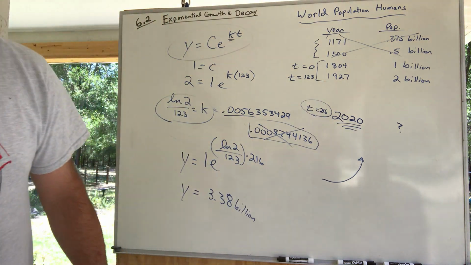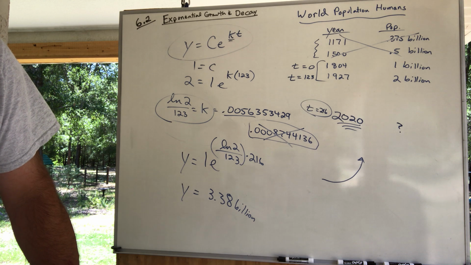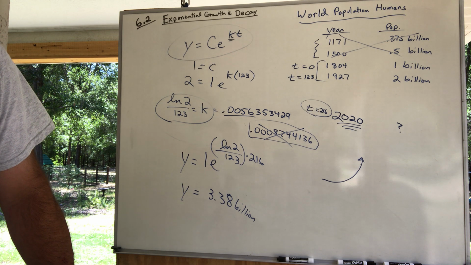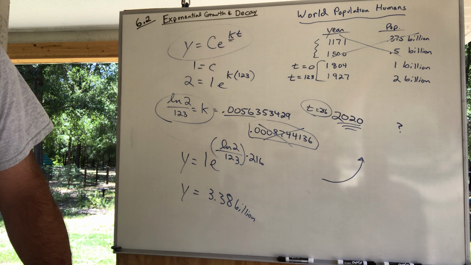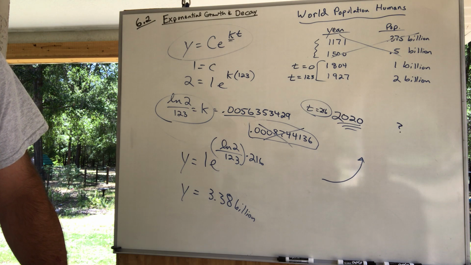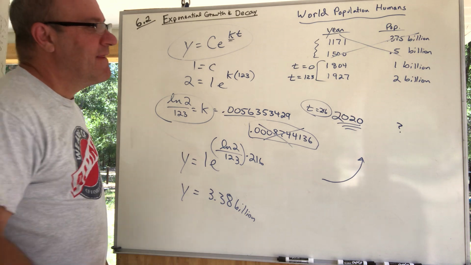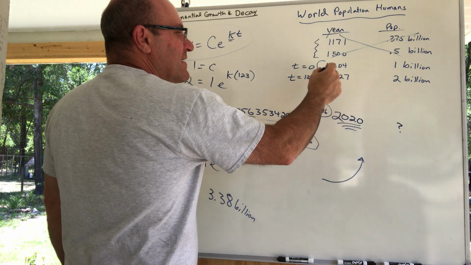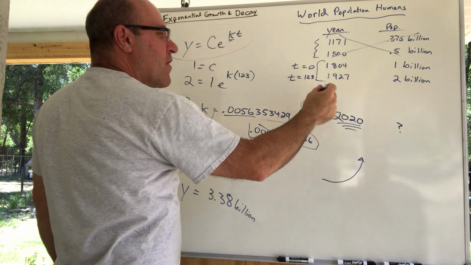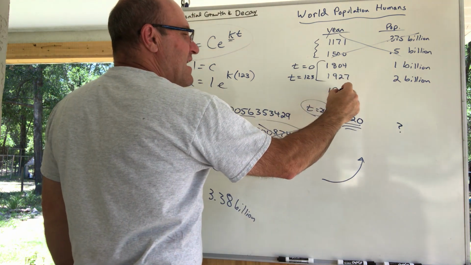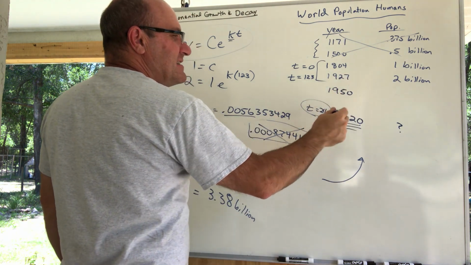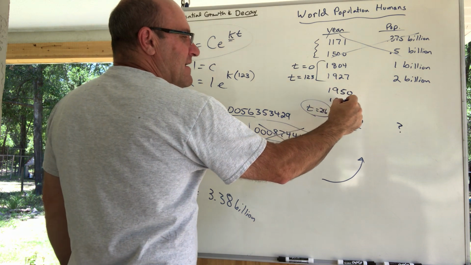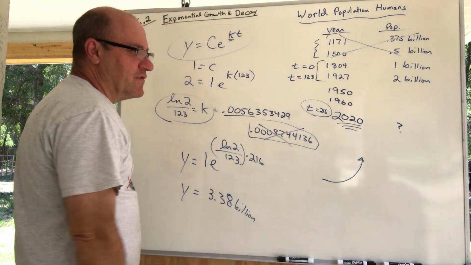Do I have any more modern data? Actually, that's all I have. I need to exclude that 1804. I probably should start here. I should get some more data from 1950, 1960, and use that data to predict the future.